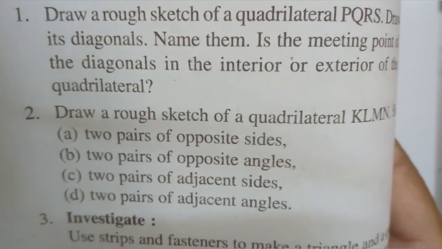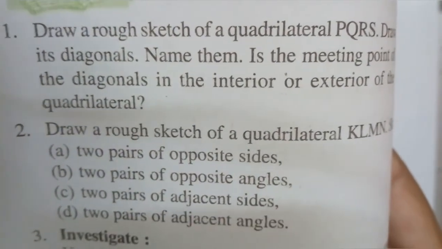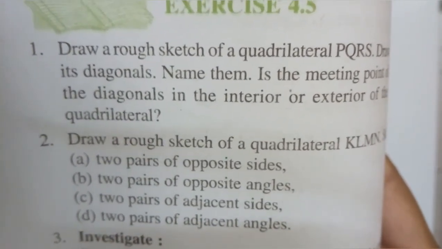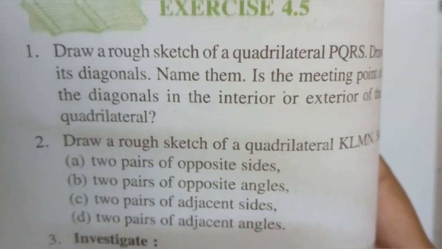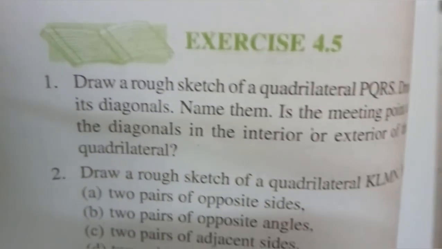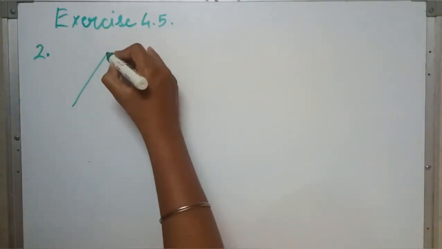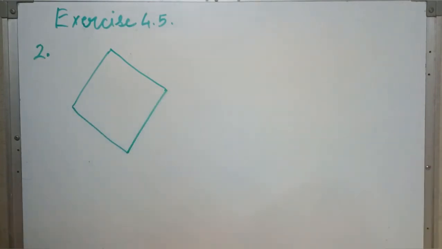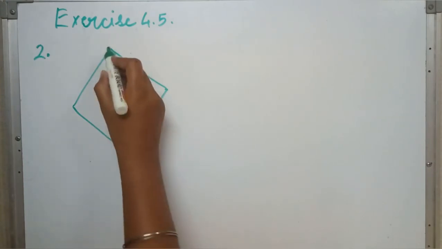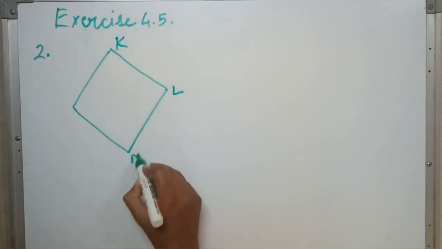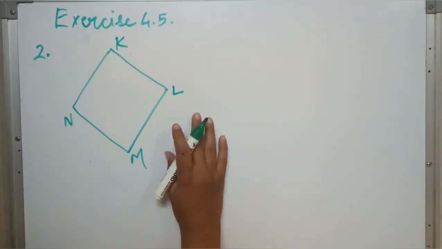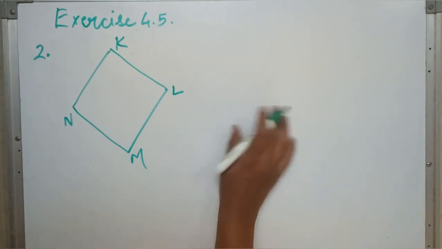Question number 2. Draw a rough sketch of quadrilateral KLMN. From that, write 2 pairs of opposite sides, 2 pairs of opposite angles, 2 pairs of adjacent sides, and 2 pairs of adjacent angles. Draw a rough sketch of KLMN and name it KLMN. Now this question is homework for you. Write the pairs of opposite sides, opposite angles and all.